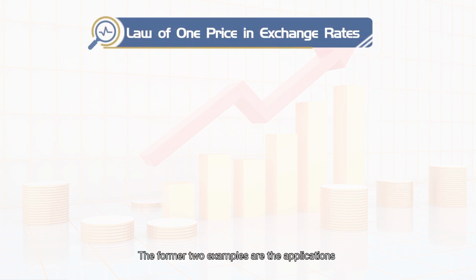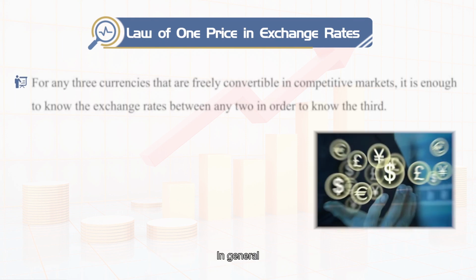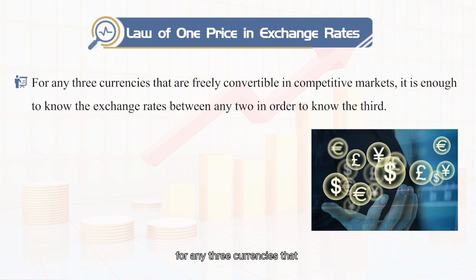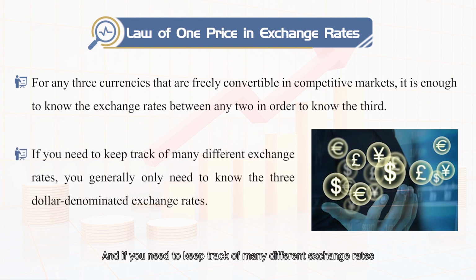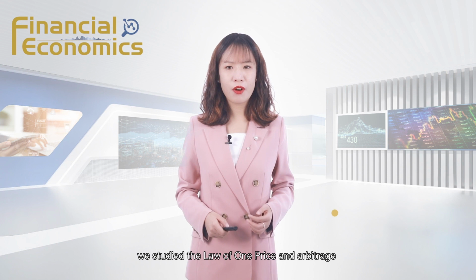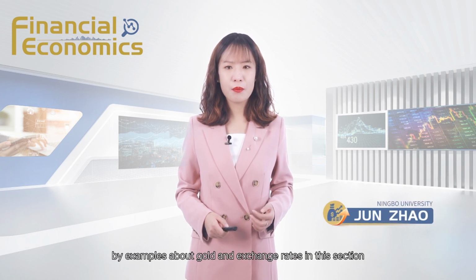The former two examples are applications of the law of one price in exchange rates. In general, for any three currencies that are freely convertible in competitive markets, it is enough to know the exchange rates between any two in order to know the third. And if you need to keep track of many different exchange rates, you generally only need to know the dollar-denominated exchange rates. In summary, we studied the law of one price and arbitrage by examples about gold and exchange rates in this section.